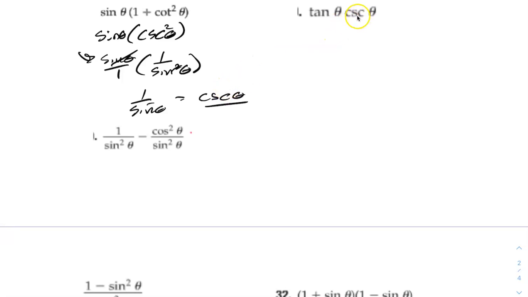Tan times cosecant. So tan, again, if I'm not sure, just change it into sine and cosine. Tan is sine over cosine. And cosecant, 1 over sine. The sines cancel out, you get 1 over cosine, which is the same thing as saying secant.